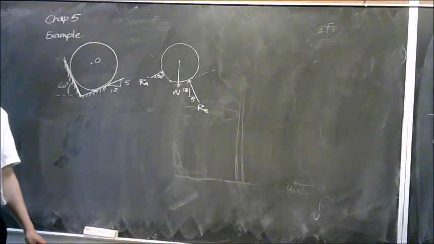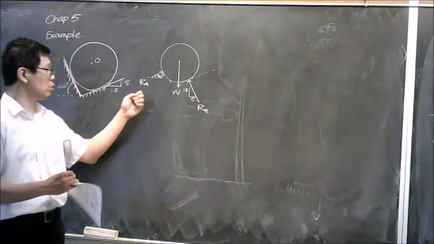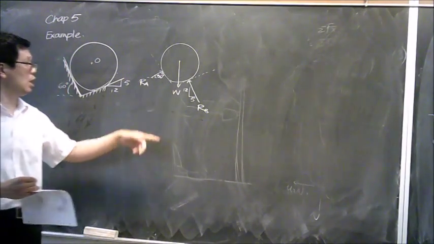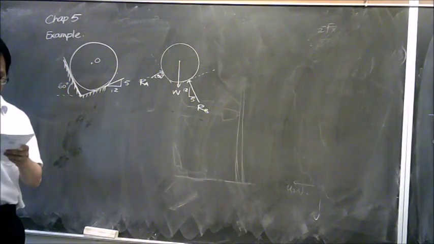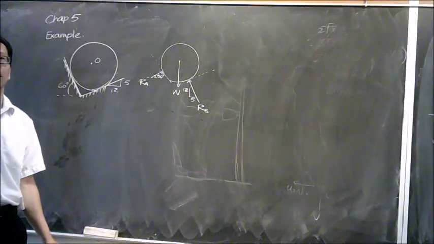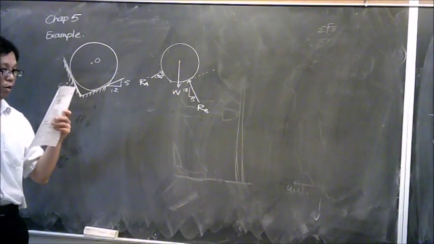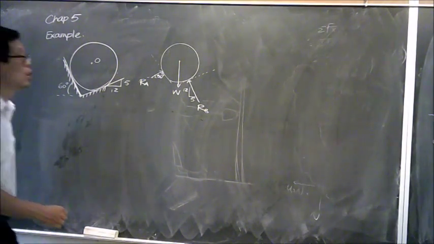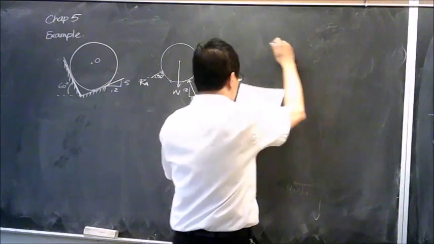We probably don't need to deal with any moment equations over here because we only have two unknowns, RA and RB. Most likely the weight is going to be given. So in this case, you don't need to use any moment equation to come up with the answers. Okay, and that is going to be your free body diagram. Any questions? Yeah, another one.